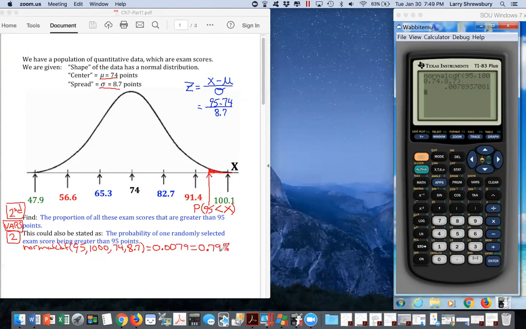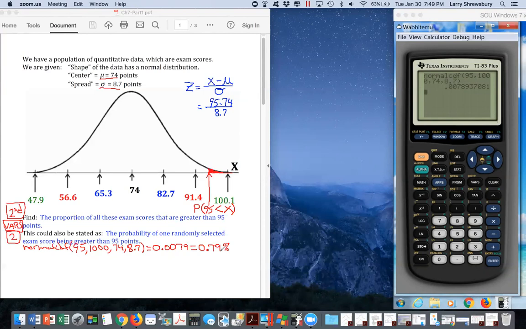And our general rule is, if a probability is 5% or less, then we say it's small enough to be an unusual event. So we'll say, hey, it would be an unusual event to randomly select one of these exam scores and it being greater than 95 points, because the probability is so small.